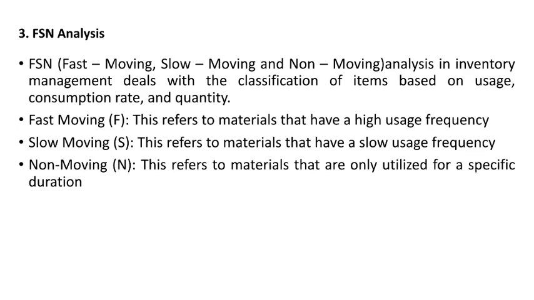F being fast, S being slow, and N being non-moving. So that is fast moving, slow moving, and non-moving. It is an inventory management technique that deals with the classification of items based on their usage, consumption rate, and quantity. Let's see what is F. Fast moving refers to the materials that have high usage frequency. Slow moving, S, refers to the materials having slow usage frequency. And N is non-moving. This refers to the materials that are utilized only for a specific duration.